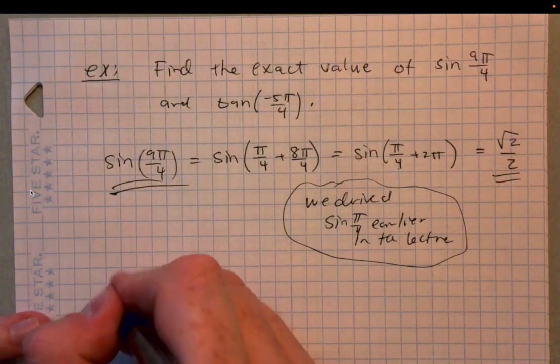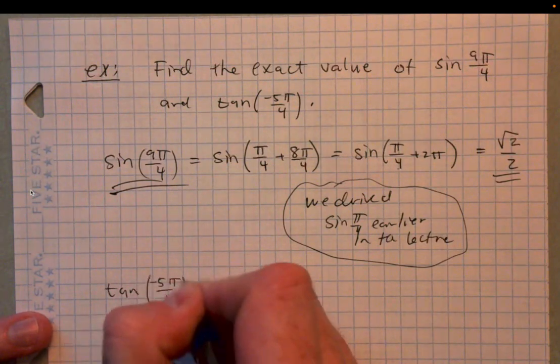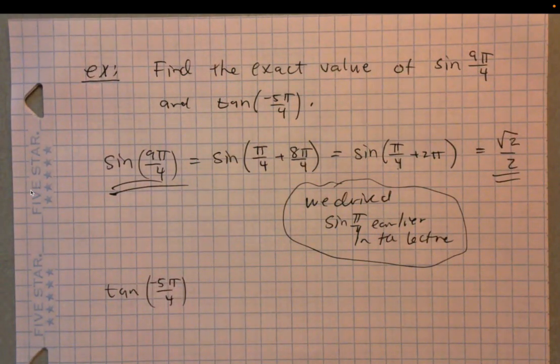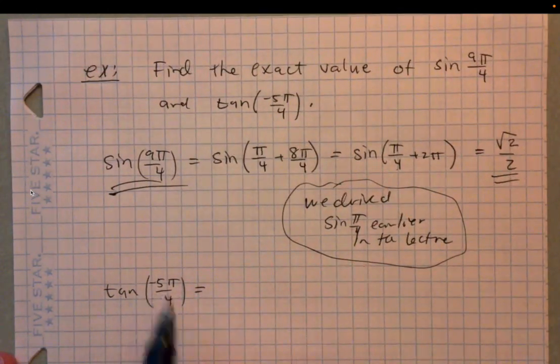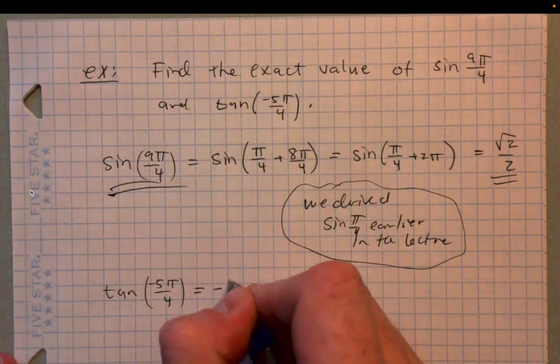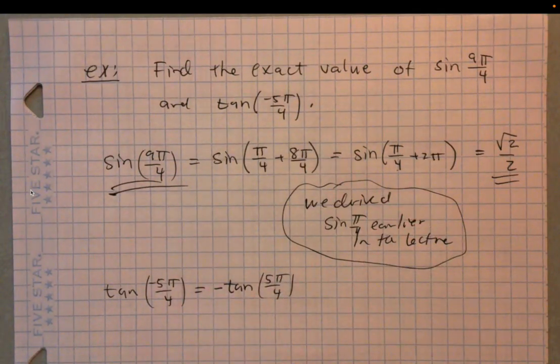What about the tangent example? So tangent of negative 5 pi over 4. We're going to use the same kind of trick. First of all, the fact that it's negative just makes the reasoning a little mushy. So let's use the fact that tangent is an odd function to rewrite it without the negative angle. So tangent of negative theta is equal to negative tangent theta. So this would be negative tangent of 5 pi over 4. Earlier we talked about even and odd functions. Tangent's an odd function.